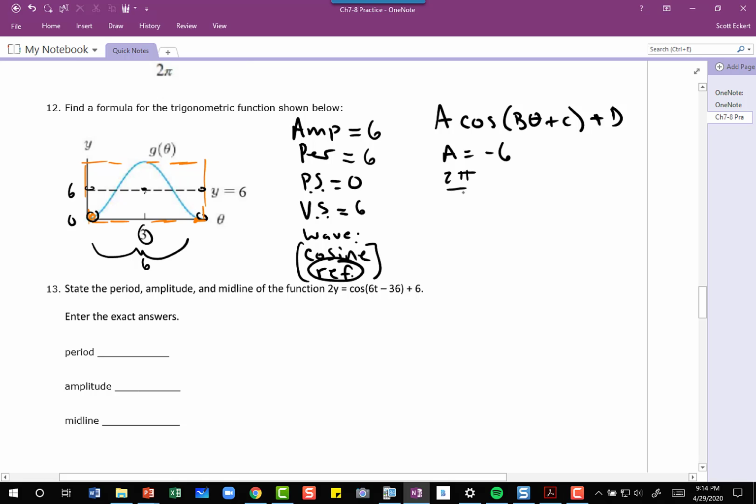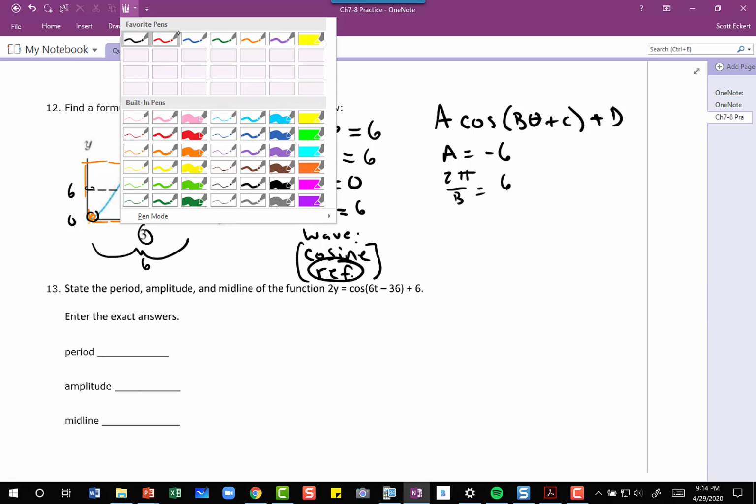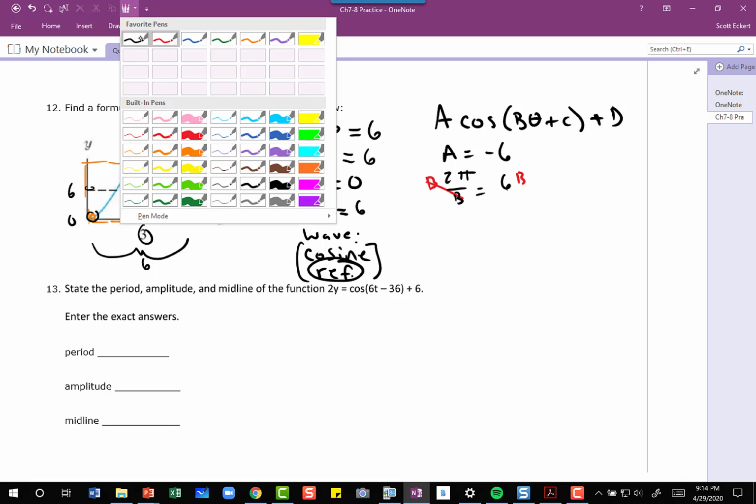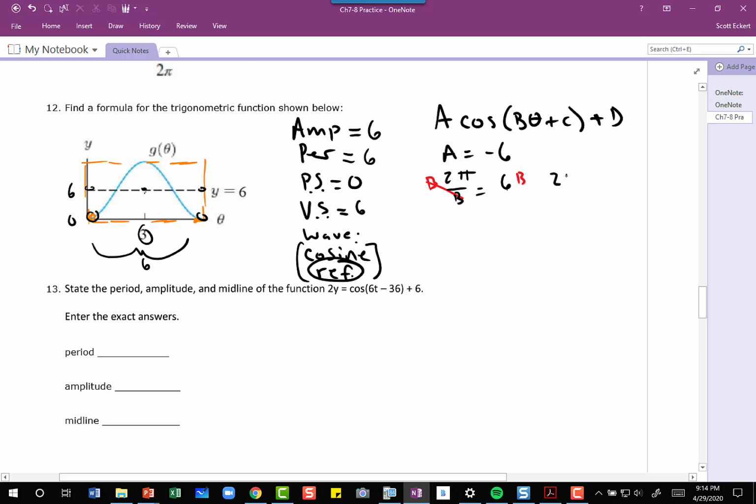2 pi over B equals the period. Well, we don't know what B is, but we know the period equals 6. And if we solve this, we will get the B number. Little quick algebra here, multiply by B. And then I'm going to have 2 pi equals 6B, divided by 6. And so B equals pi thirds.